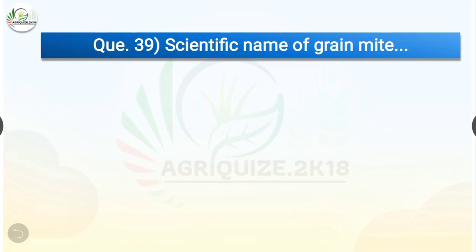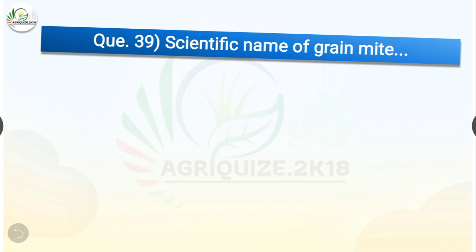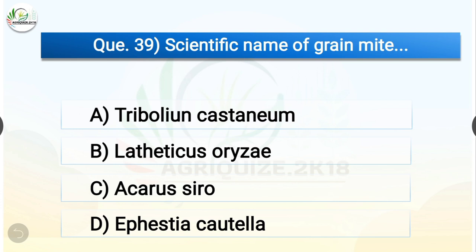Question number 39. Scientific name of grain mite is dash. The options are Tribolium castaneum, Lasioderma oryzae, Acarus siro or Ephestia cautella. The correct answer is option C, Acarus siro. So scientific name of grain mite is Acarus siro.